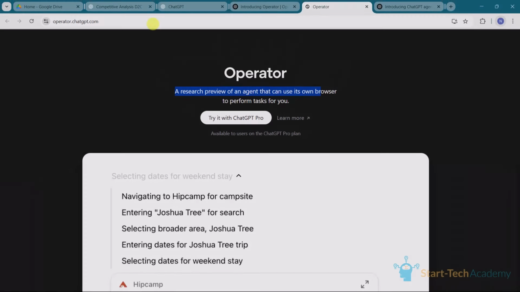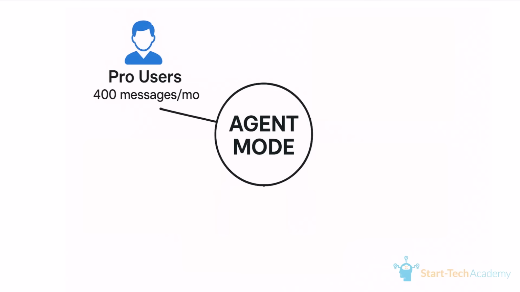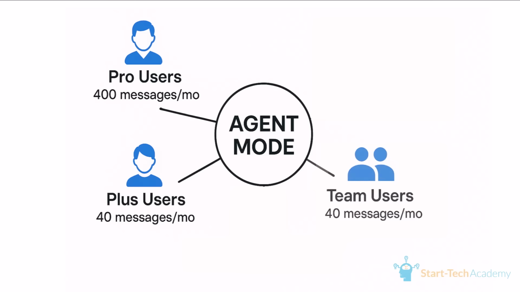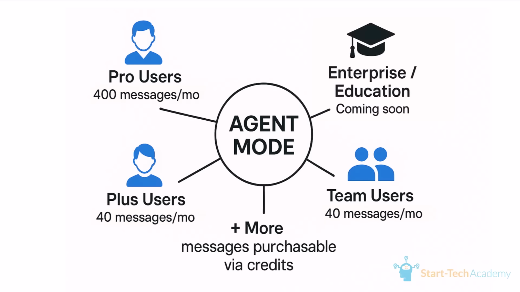Now, if I talk about who can use the agent mode, as of today, which is 31st July, agent mode is available to ChatGPT Pro, ChatGPT Plus, and Team users, where Pro users will get 400 agent mode messages per month, while the Plus users and the Team users get 40 per month with additional usage, which is purchasable via credits. It will also be available to enterprise and education tiers in the coming weeks, but right now, there is no information about them.